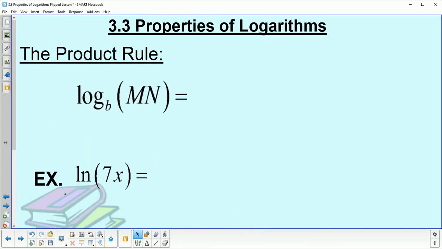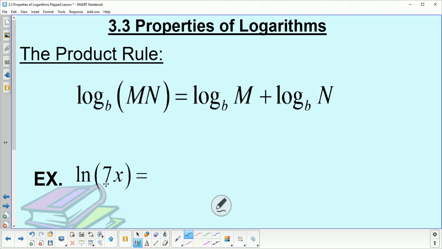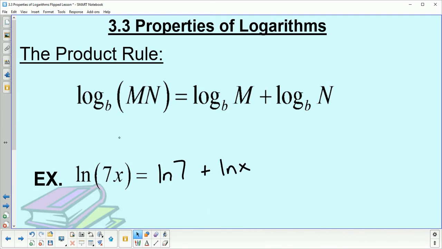It's a similar rule when we talk about the product rule for logs. We just turn our multiplication into addition. So we expand it in this sense. So log base b of mn is going to be log base b of m plus log base b of n. And in this case we would say we can expand this to the natural log of 7 plus the natural log of x. And that's what our product rule says, that when we have the product of two things inside a log, we can rewrite it as the sum of those two things.